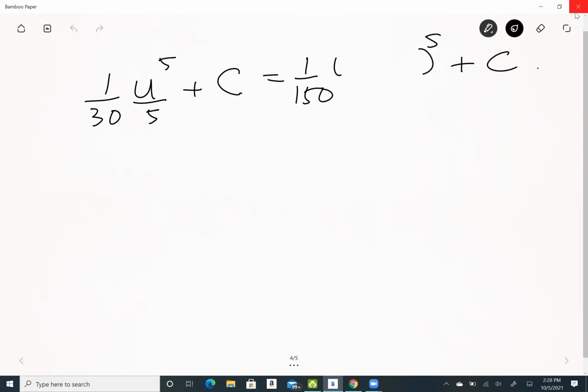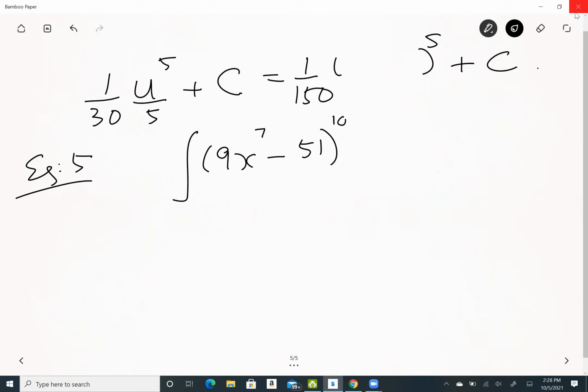So now example number 5. Let's say I have the following. Find the integral of 9x to the power of 7 minus 51 to the power of 10, times x to the power of 6 dx. Okay, find the integral. So first you let u be the terms in the bracket, and then you find u prime, and then see what we can do. Okay, go ahead, do it. I'll give you 3 minutes.